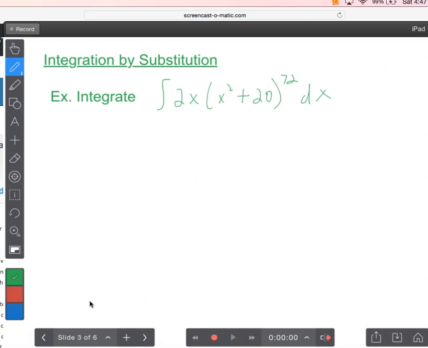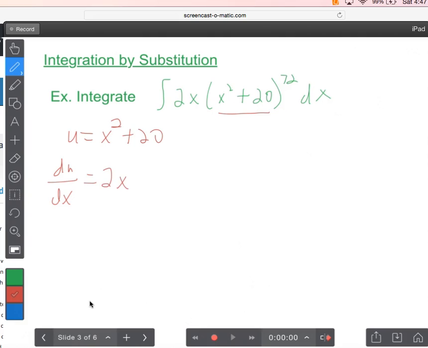So, the first step again to solve this integral is to solve for u, which is going to be our inner function. In this particular case, the inner function would be x squared plus 20, right? Because that is inside of the 72nd power function. Second step is to find the derivative of this expression. We call that du dx. Well, the derivative of x squared plus 20 is simply just 2x.